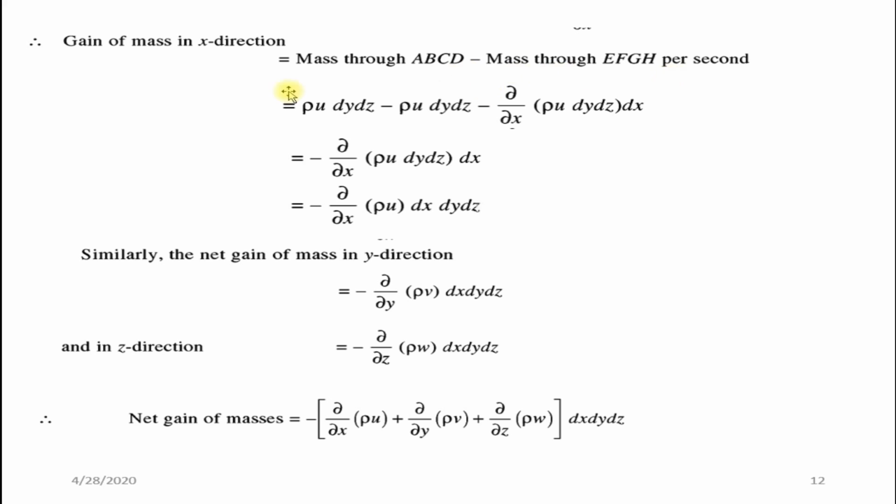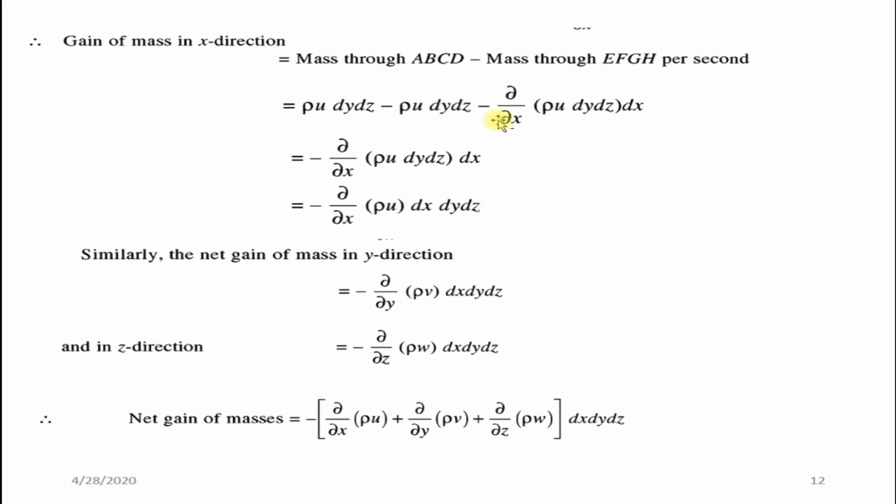Because one is inflow, the other one is outflow. That is the negative sign. Mass flow rate through ABCD minus mass flow rate through EFGH. That is rho u dy dz minus [rho u dy dz plus] dou by dou x of rho u dy dz into dx. This is the amount of mass flow rate through EFGH. This is the mass flow rate through face ABCD.